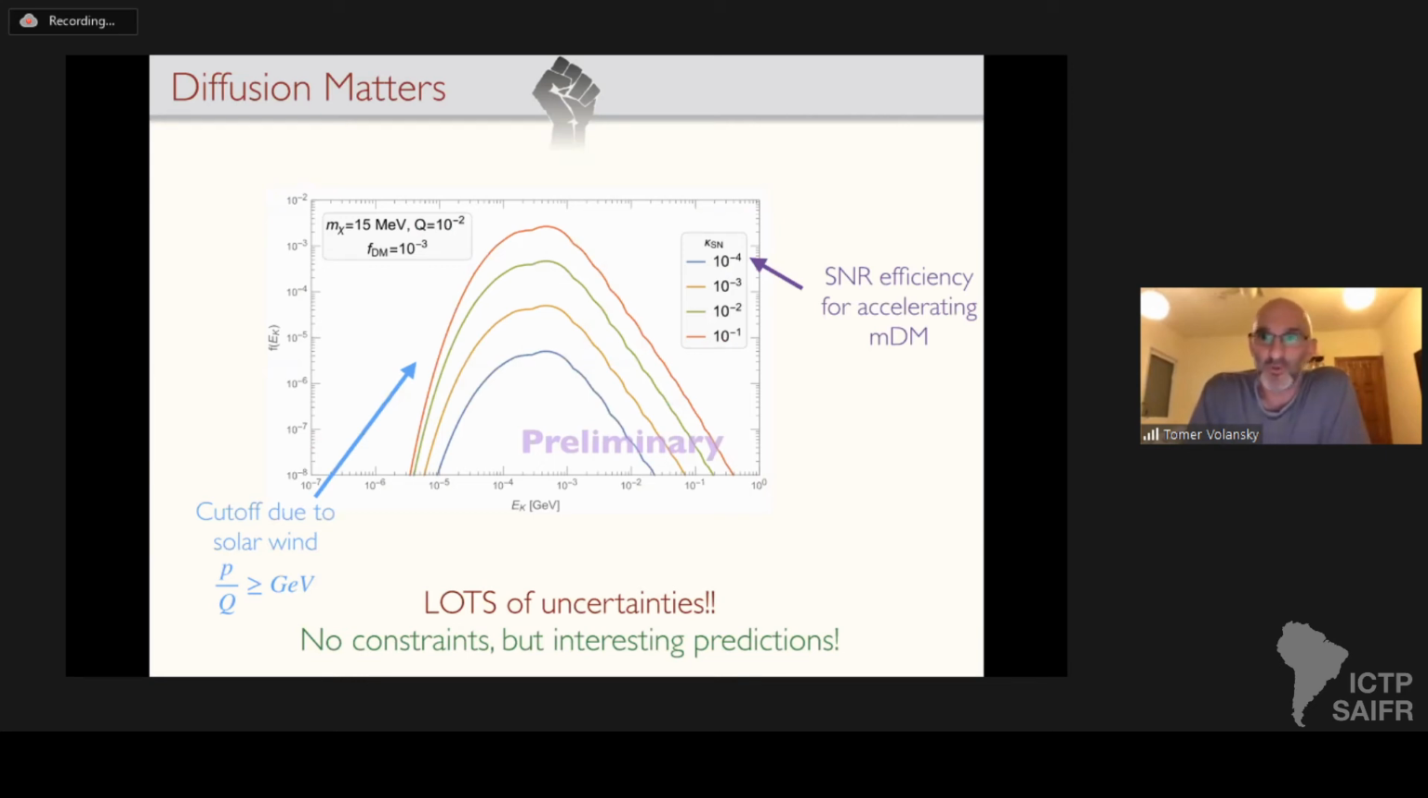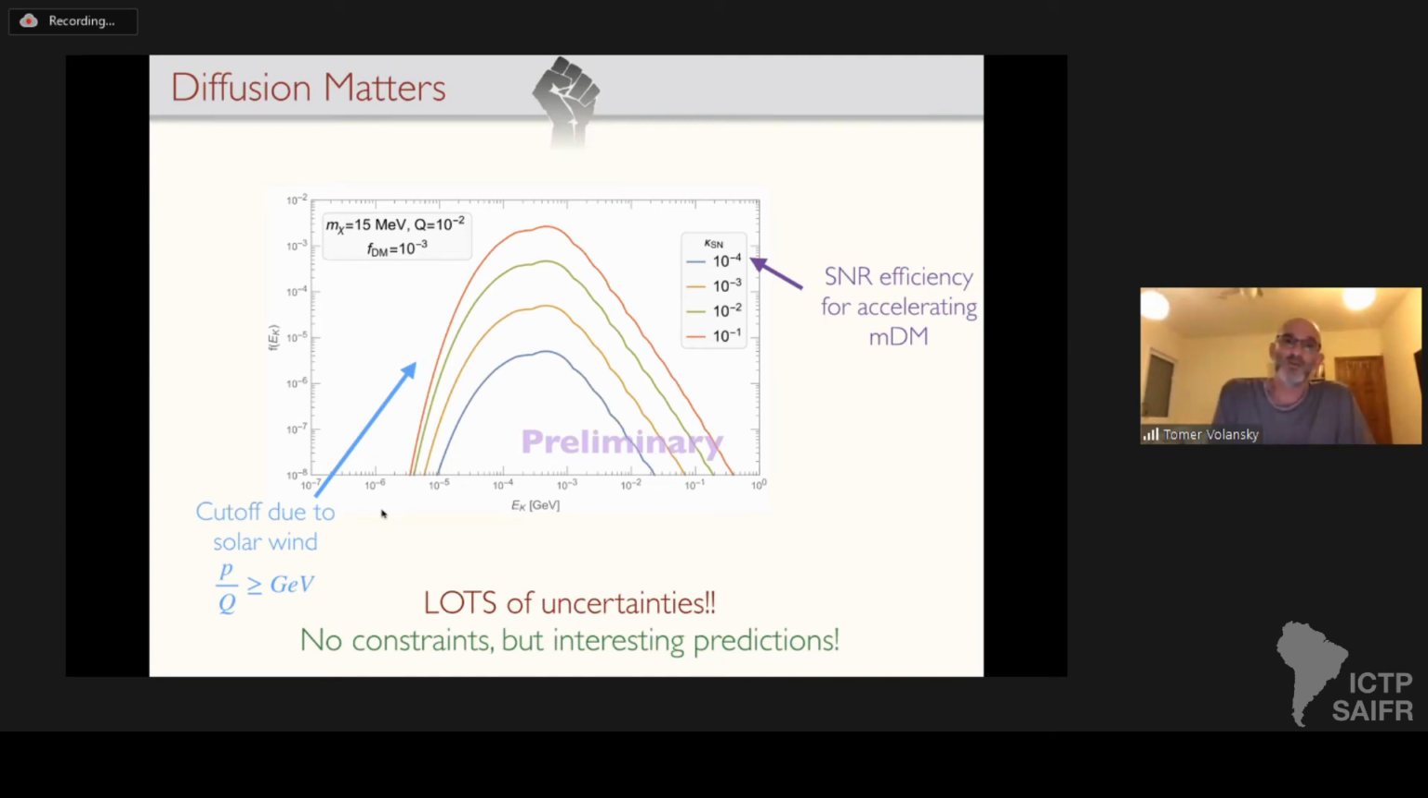This is work in progress. You can calculate the spectrum, and depending on the efficiency and depending on several other things, you get these spectra around us, and you'll see a cutoff here. And this cutoff comes about due to the solar winds around the sun, so anything with rigidity below a GeV roughly will not penetrate.